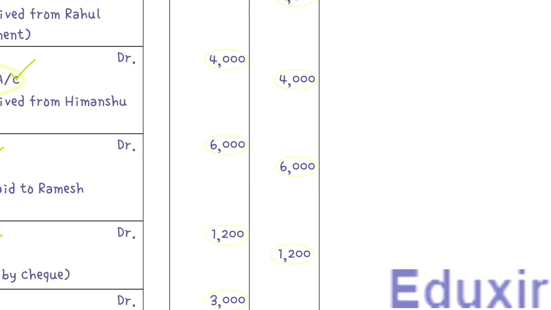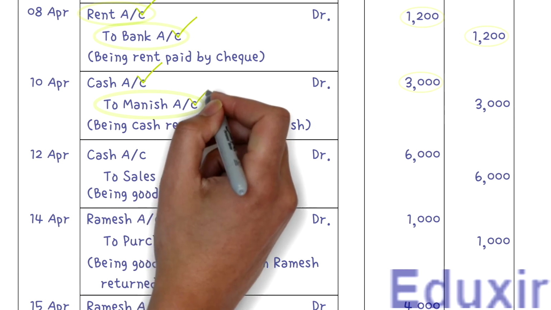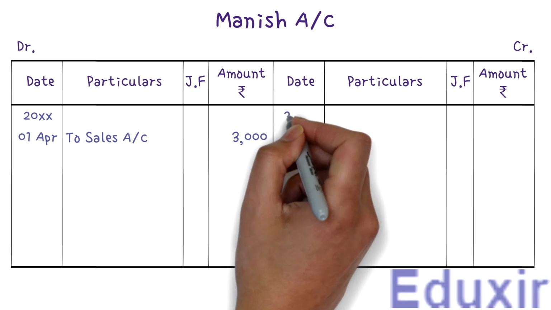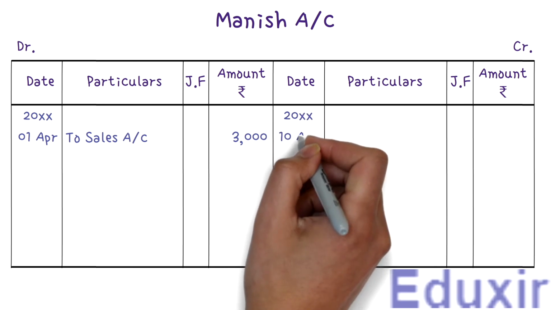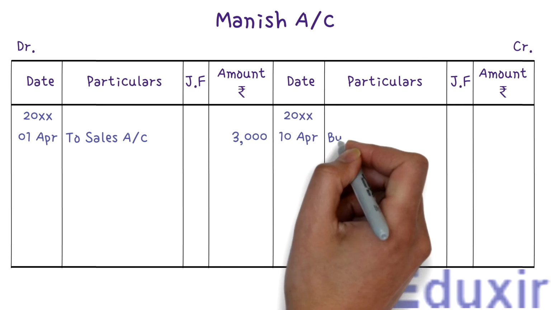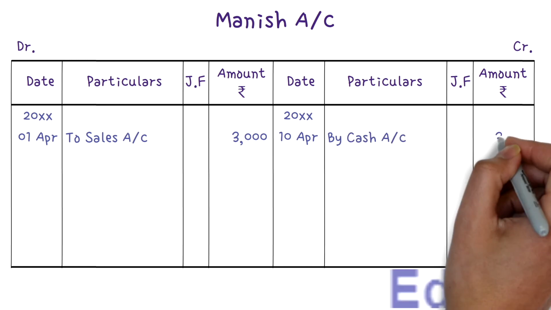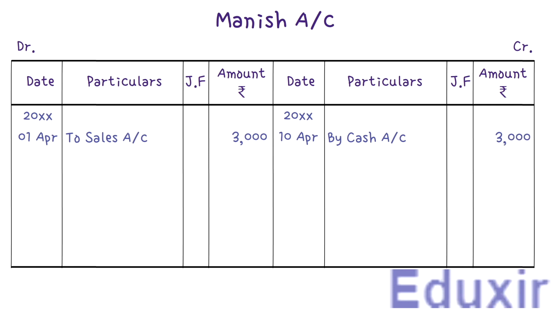Let's now take up the next entry. As the name suggests, it needs to be posted on the credit side of Manish account and the credit amount is 3000 rupees. Note that the details that need to be posted into the particulars column is cash account. As we already have Manish account, let's now post this entry into that account. As this is the first entry on the credit side, let's first write the year in the date column and then let's write the date. Let's then write by cash account into the particulars column. Let's then write the credit amount of 3000 rupees in the amount column. With that, we have completed the posting of this journal entry into Manish account.